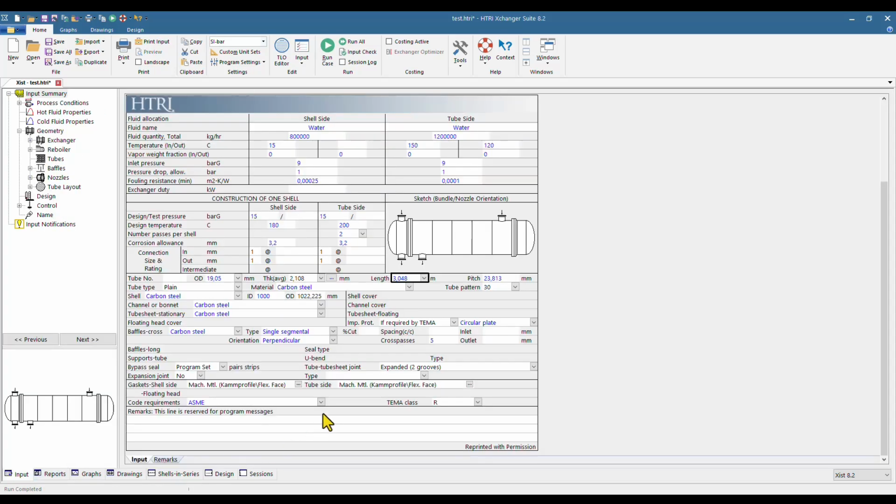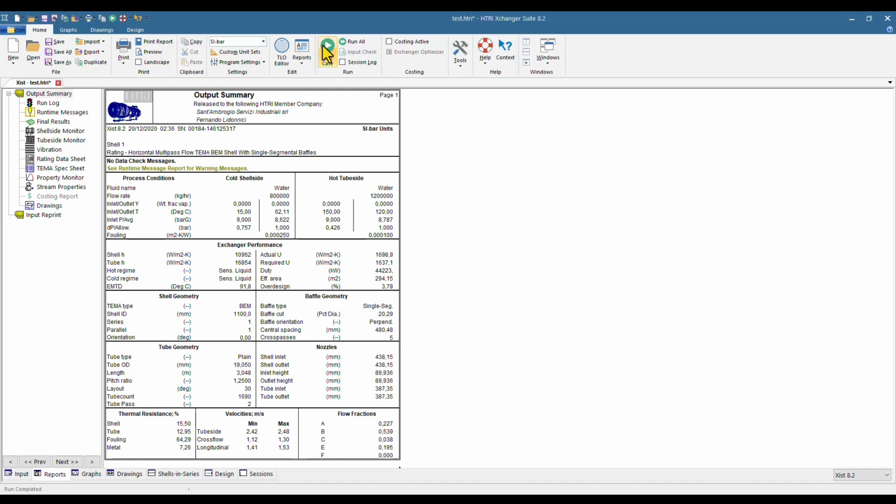So we come back to the input here, and let me check. Well, 1 meter. Okay, let's try with 4 inches more, so 1100 millimeter, and then we run our exchanger again. Now we are within the specified duty because the over design is 3.78. The pressure drop is always acceptable. There was also a decrease of the pressure drop on the shell side.